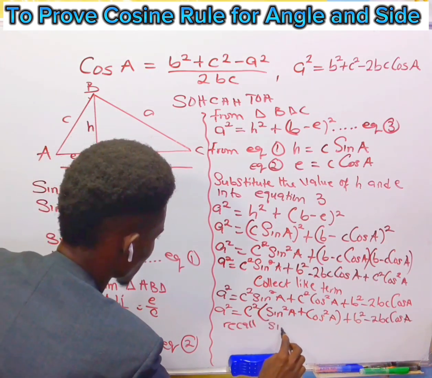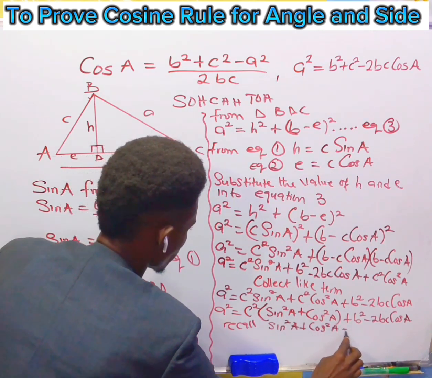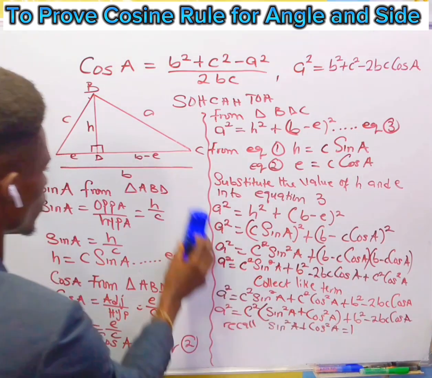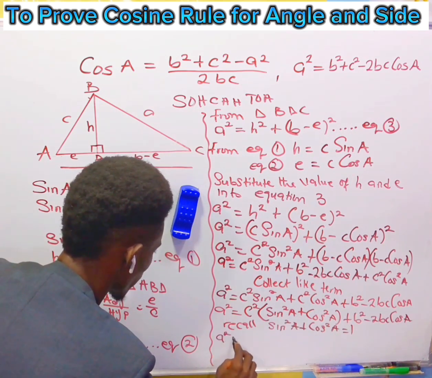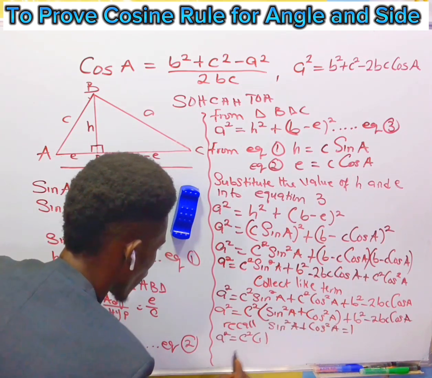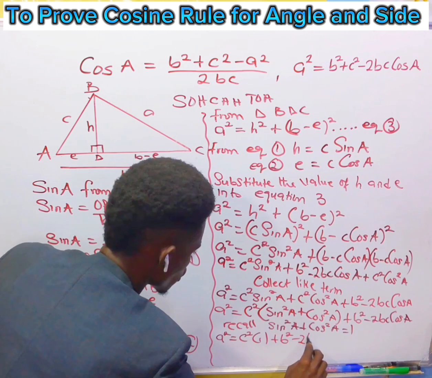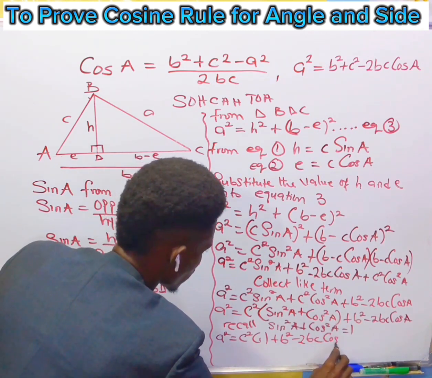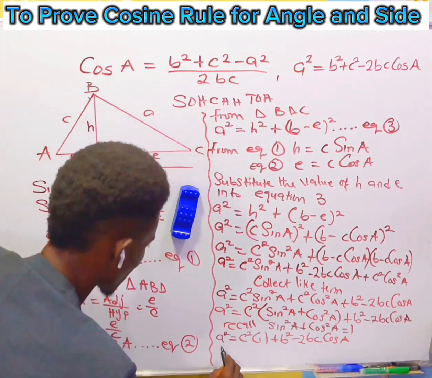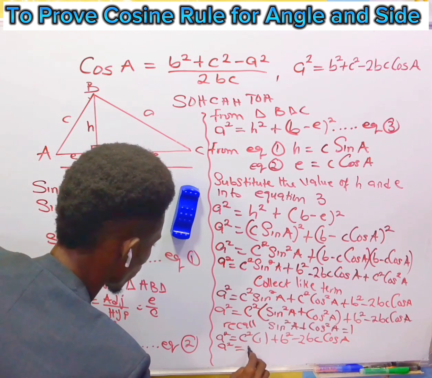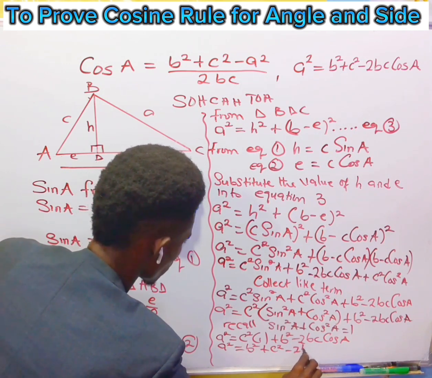Now, if you recall that sine square A plus cos square A is equal to 1. So, let's replace sine square A plus cos square A with 1. We'll have A square equal to C square multiplied by 1, plus B square minus 2bc cos A. This can be rearranged as A square equal to B square plus C square minus 2bc cos A.